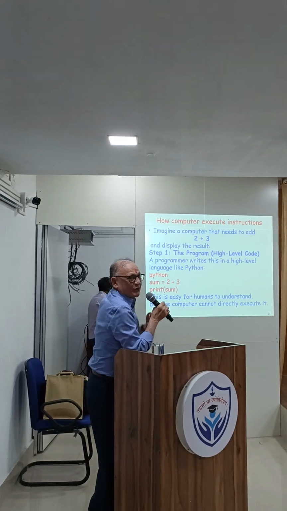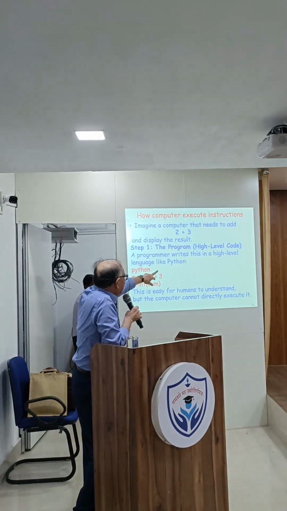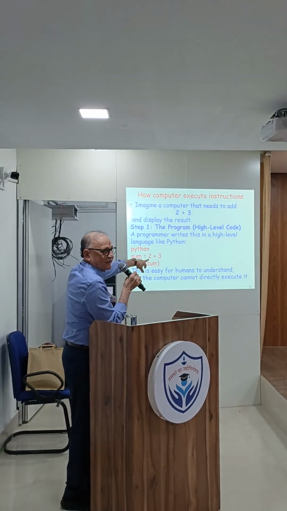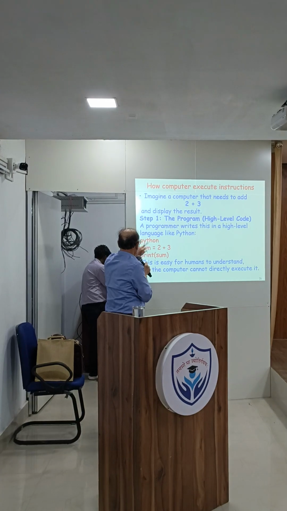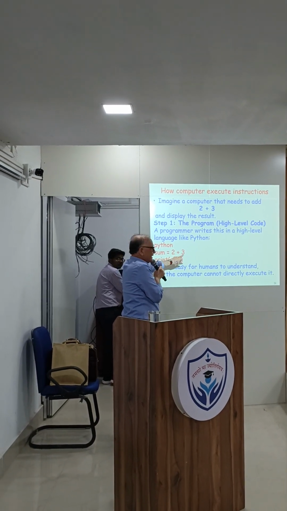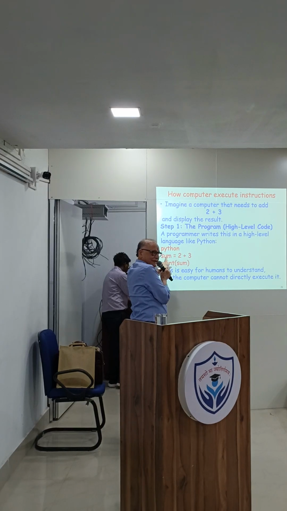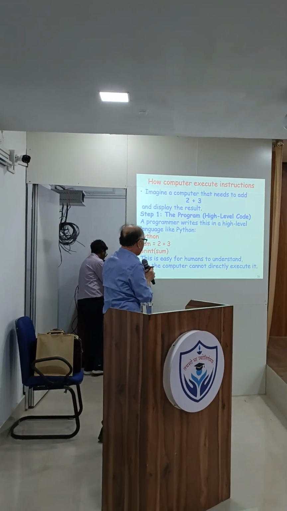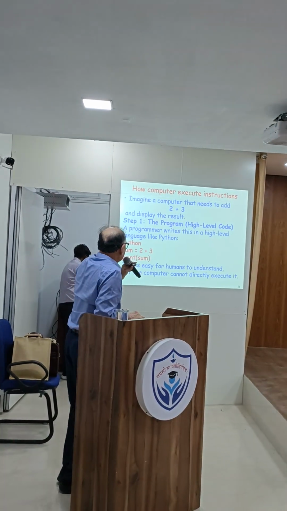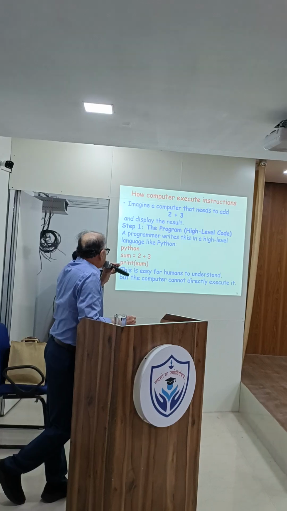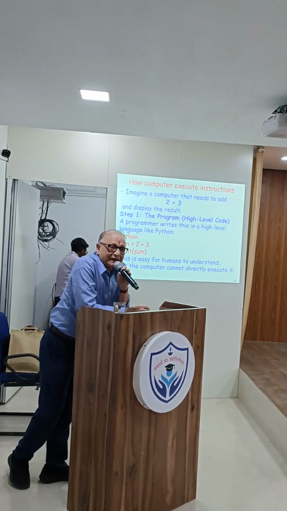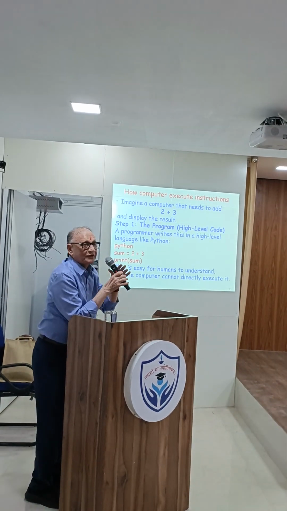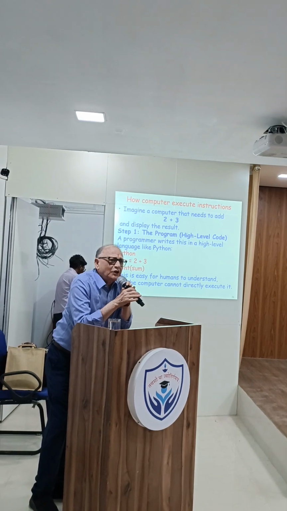So what do you do? Step 1, write a program. This program is a high level code. A programmer writes this in a high level language like Python. This is a Python code. You write sum, sum means add these two. Its result is sum. And then you print that sum. So this is easy for humans to understand. Is it not? It is easy to understand for anybody. But the computer cannot execute it directly, because it is high level code. Do you know why you call it high level?